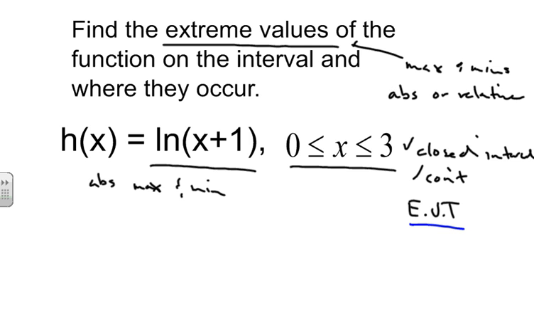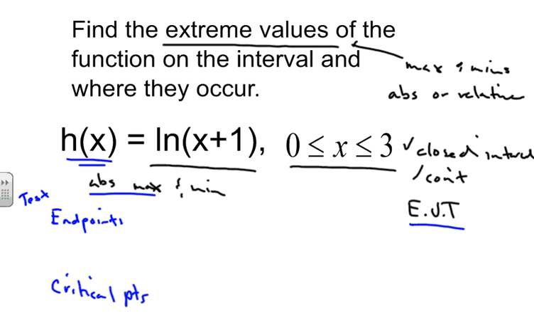Now, to do this, the first thing: absolute max and mins occur at endpoints and critical points. So the first thing is we're going to test our endpoints. Remember, we are looking for absolute max and min, so we're looking for the value of h of x that gives the largest value and the smallest value. To find the value of the function, we simply take our endpoints, in this case 0 and 3, and plug them into the actual function.